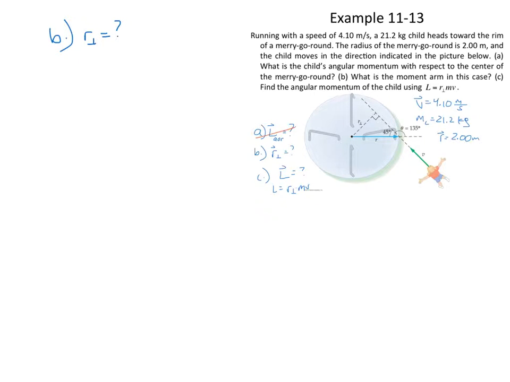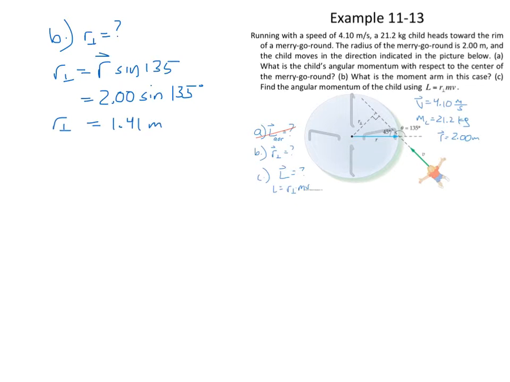is what? Well, that's going to be the radius times the sine of, let's see, it's going to be 135 degrees, really. 135 right there. So the radius is 2.00 meters times the sine of 135. What do we get if we calculate that out? We get 1.41. So the moment arm is 1.41 meters, and it wouldn't be at the edge.